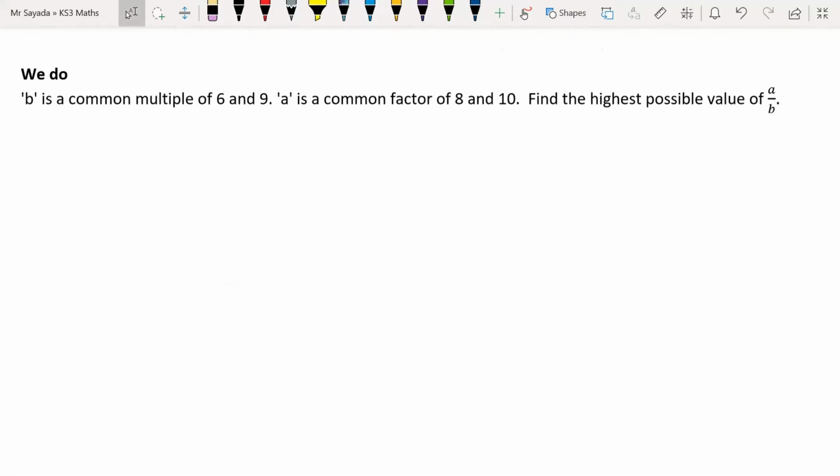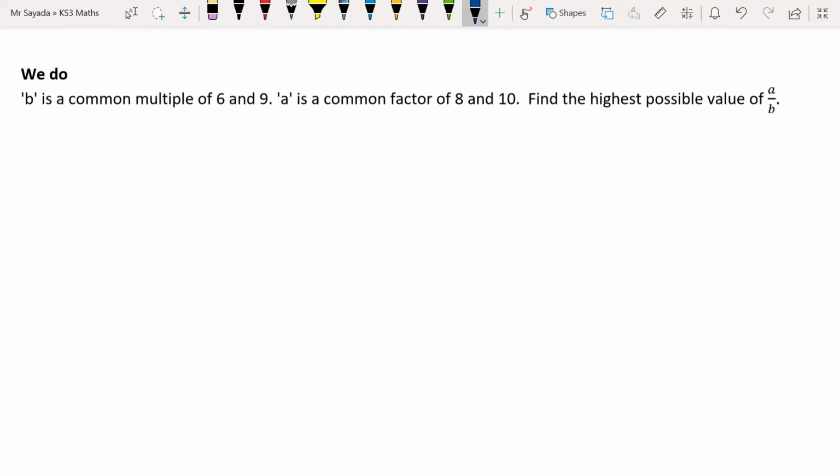So this is another example which is very similar. Please pause the video and try the question yourself. Press play once you're ready. Hopefully you've now tried this yourself. We're now going to work through this together.